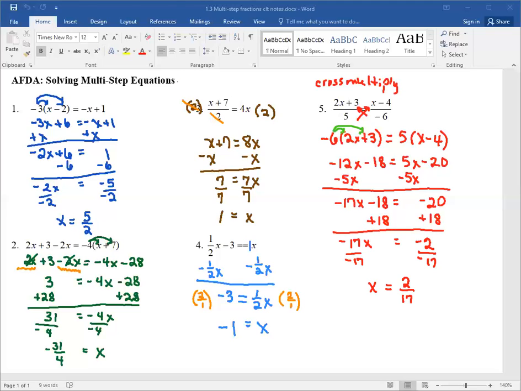Okay, so the rules here: watch your distribution, combine like terms, such as in number 2, be very careful. You can underline them if you need to. Remember, the sign in front goes with them. Okay, when you're dealing with fractions, you're really just cross multiplying here. And if you do have a fraction, such as a 1/2 x or 2/3 x, you could always change that over into a decimal. All right, that's it for this video.